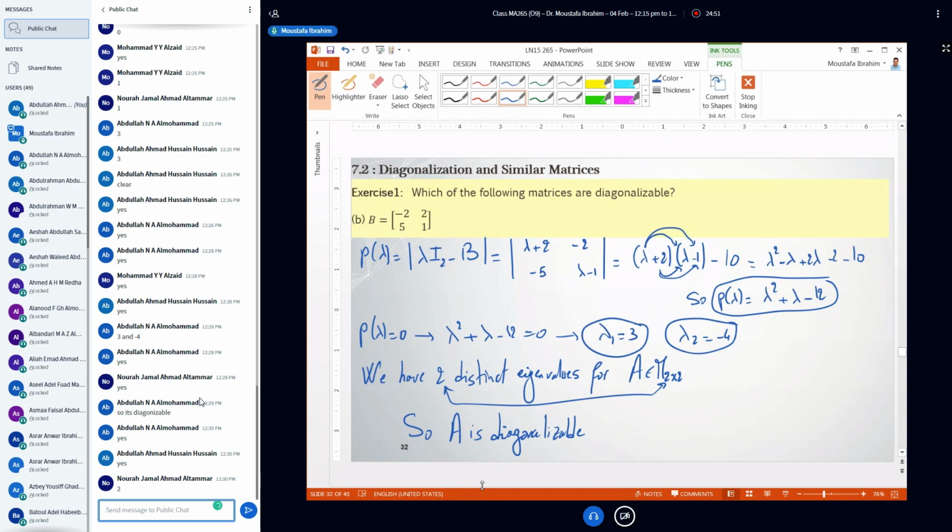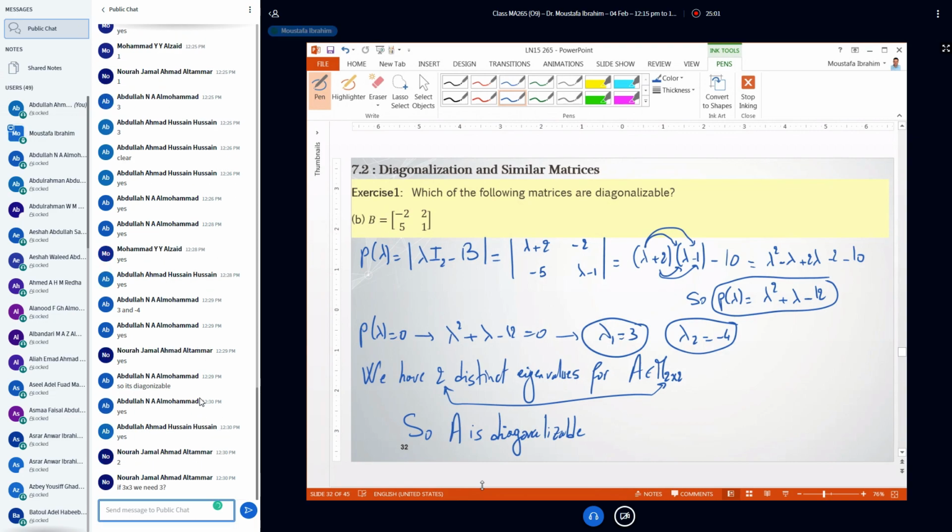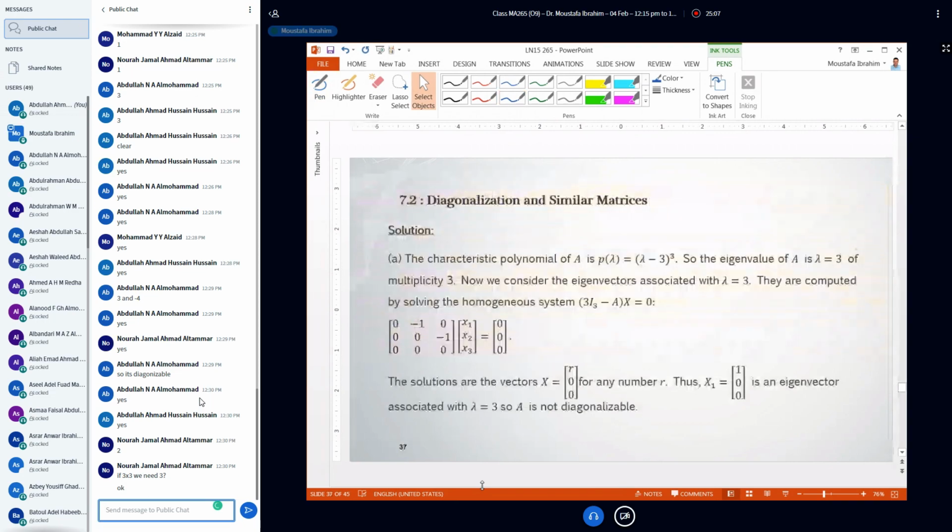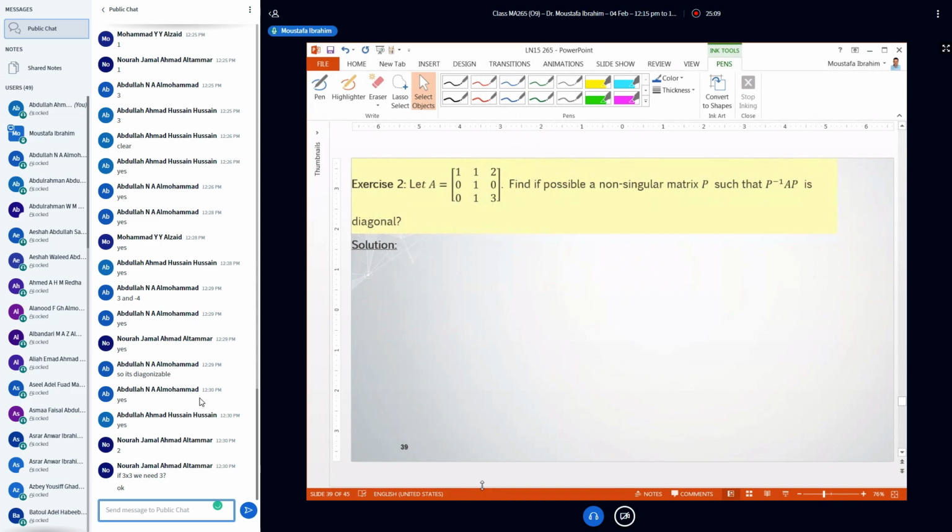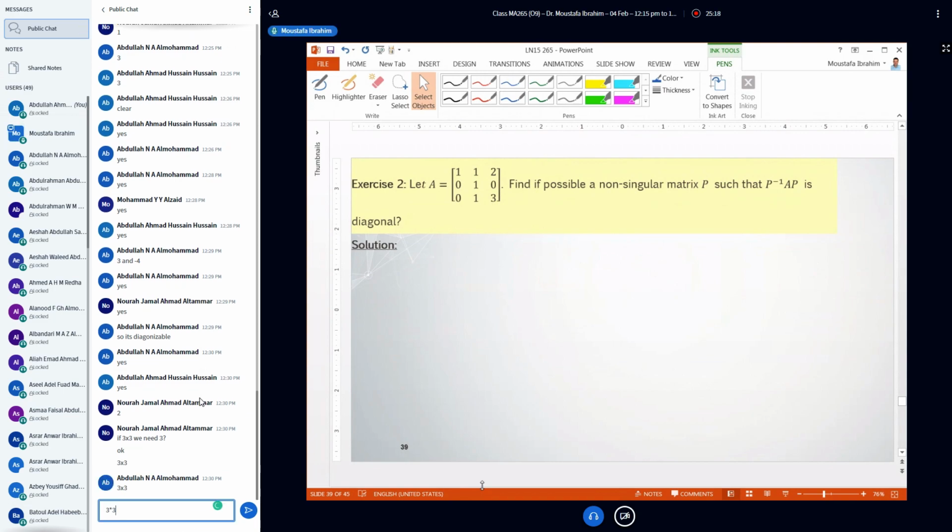Now, if they are not distinct, in this case we need to find the eigenvectors and see if they form a basis or not. We will do an example about this one. Yes, for sure. So here, what is this matrix, 2 by 2 or 3 by 3? 3. So if we have 3 distinct eigenvalues, then it's diagonalizable. If not, we need 3 different linearly independent eigenvectors. Okay, guys?